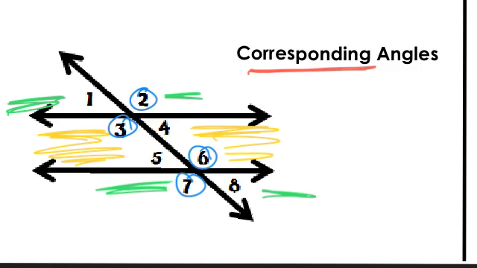How about angles 2 and 6? They're both north of the parallel line. They're both on the same side of the transversal. They are corresponding angles. If 2 and 6 are corresponding angles, what are the other pair of corresponding angles? Angles 3 and 7.